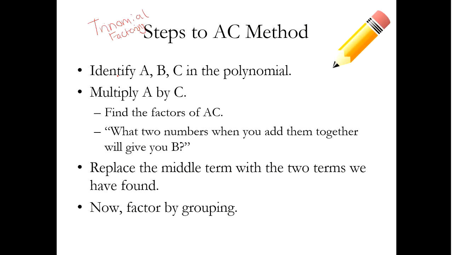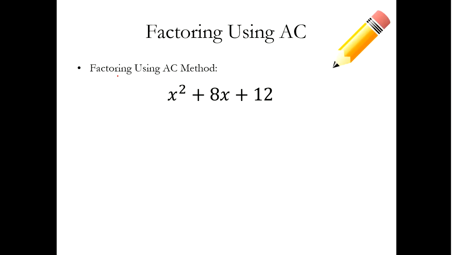So let's try a couple of examples, because I know these steps, they're wonderful in idea, but they're kind of hard to remember and kind of understand what we're doing. So, factoring using AC method. Very first thing, you're going to want to identify who's A, who's B, and who is C. Here's what they are. A is the number or the coefficient that's in front of the x squared. The B is the number that's in front of just x, and C is the one that does not have an x in front of it.